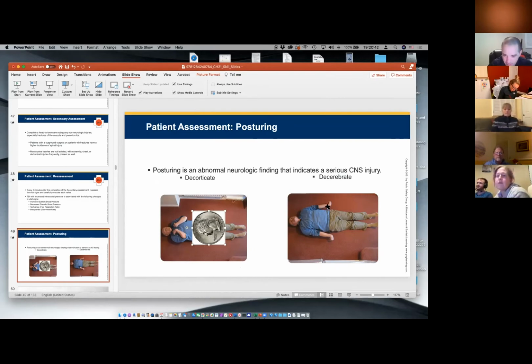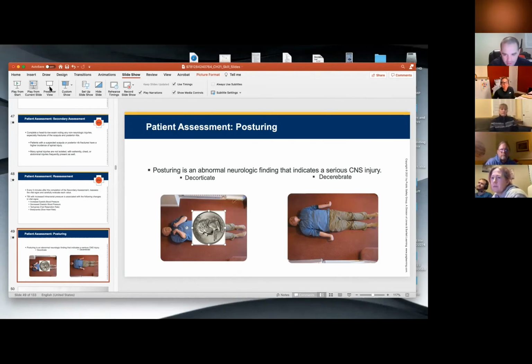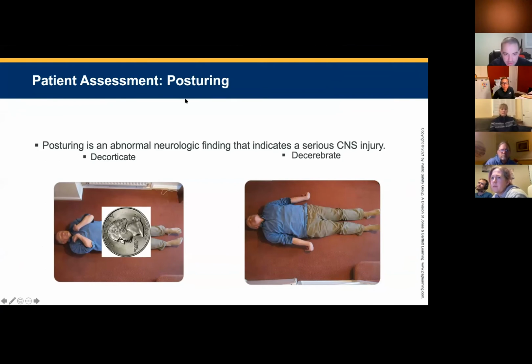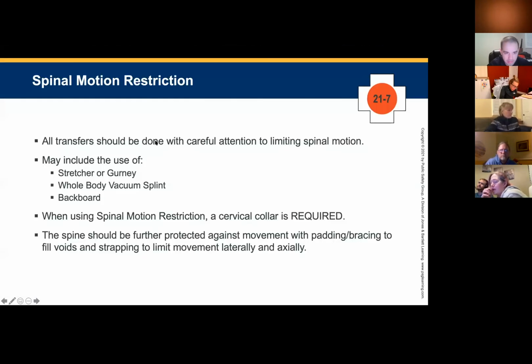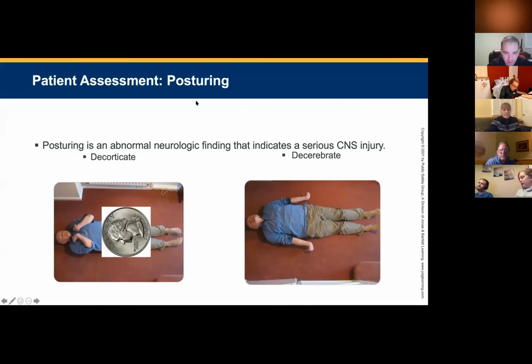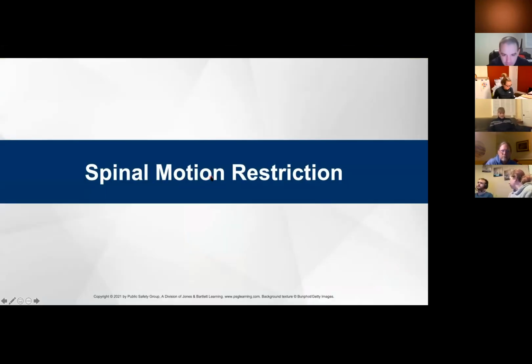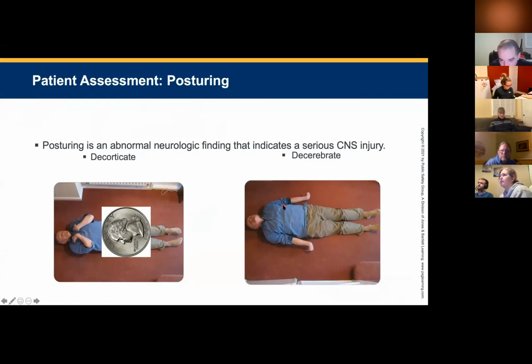Okay, and then we have decerebrate posturing, where you see that the extremities are pointed outwards. So you see here that the extremities are brought into the core, right? Creating that circle where we could put a quarter. Once again, step forward, decerebrate, where we are posturing outwards.